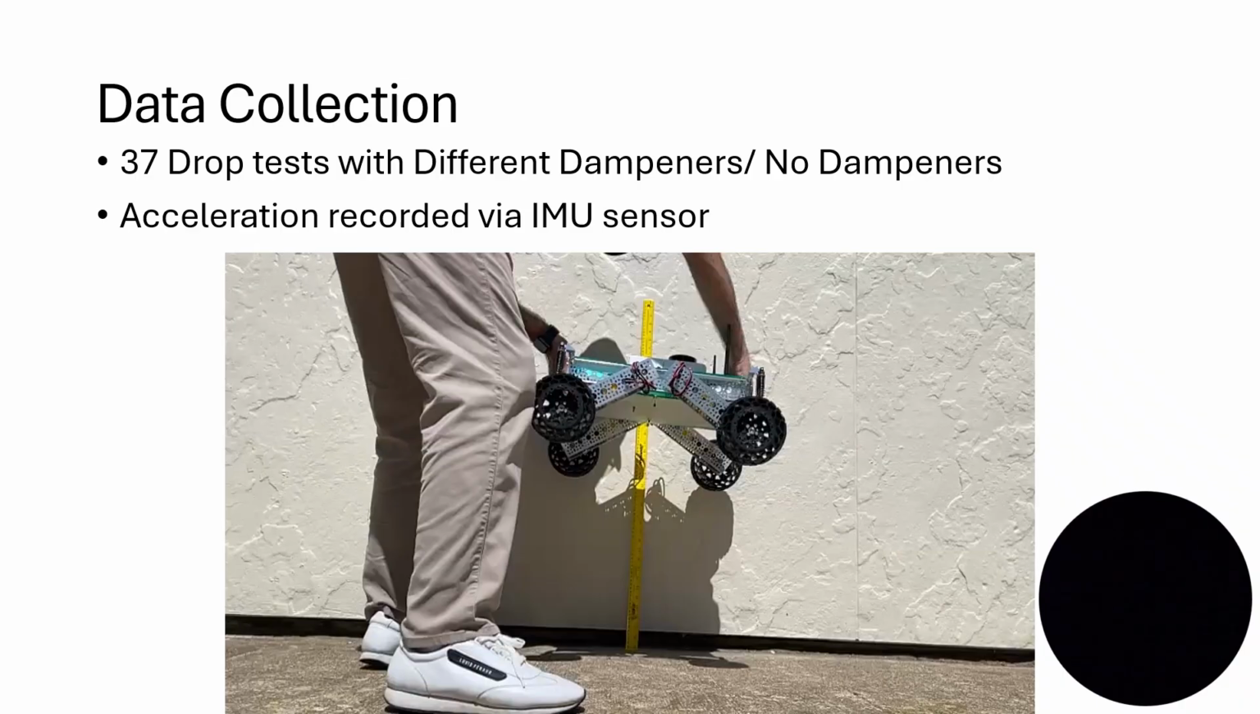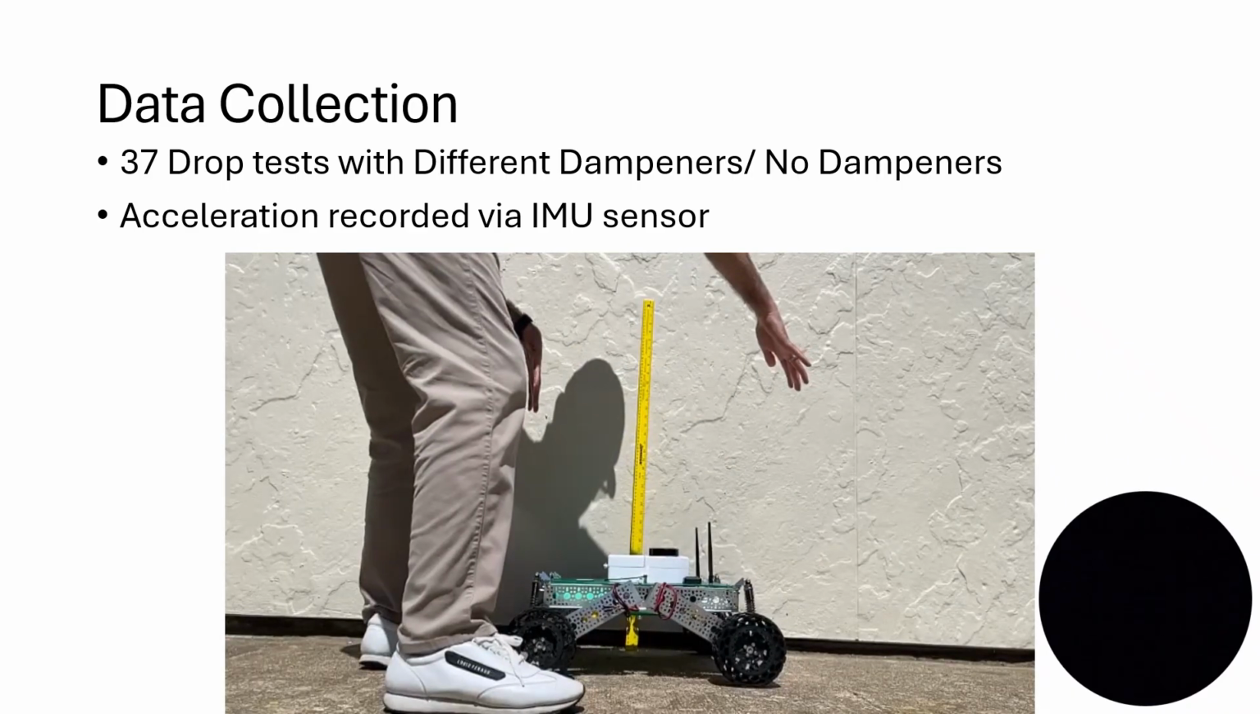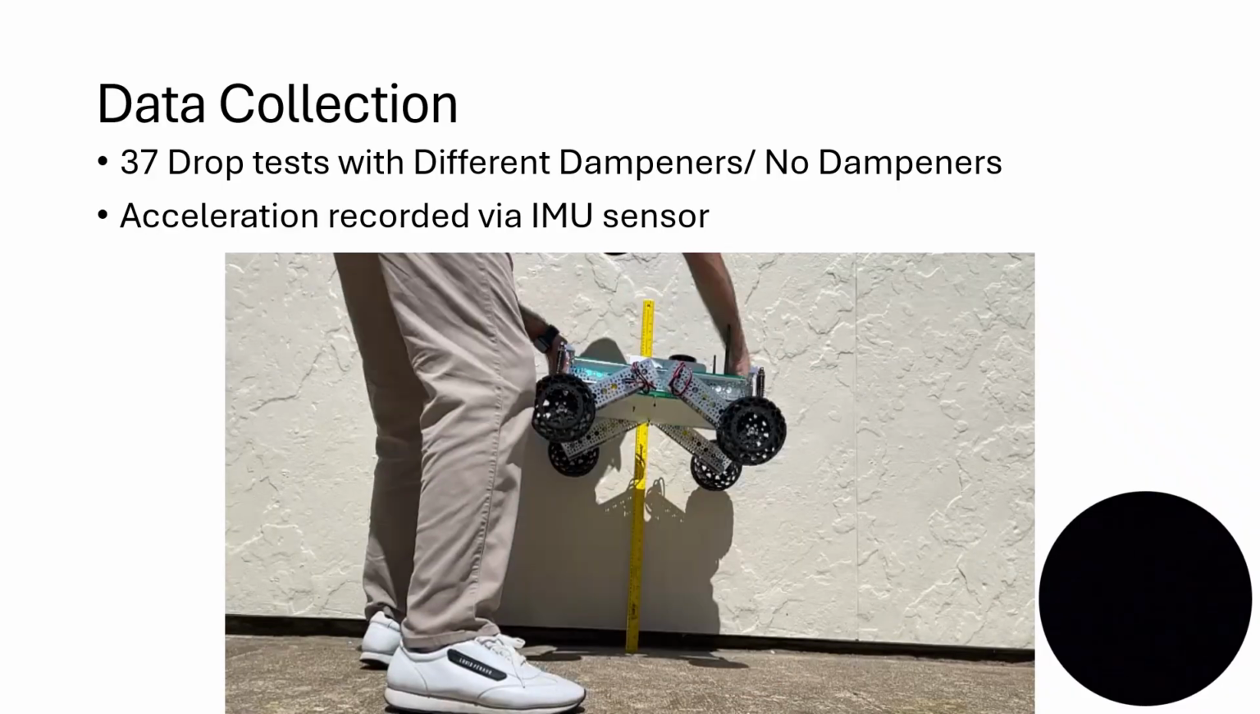For this study, I conducted a total of 37 vertical drop tests using different structural configurations. As mentioned before, the rigid setup had no damping. Each drop test was performed under controlled conditions and acceleration data was recorded using an IMU. Here in this video, you can see that the minute it hits the ground, the IMU records 1 second of data, and that data is used to compute the RMS value for all the 37 runs.